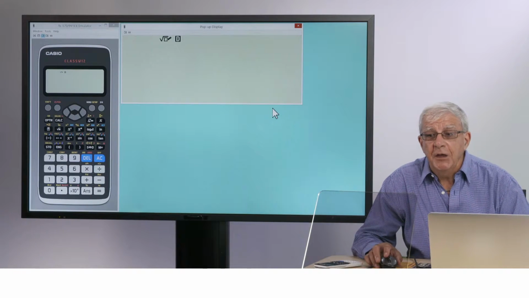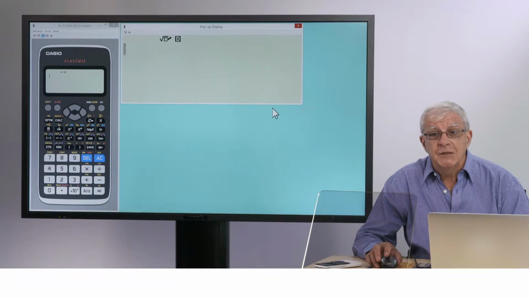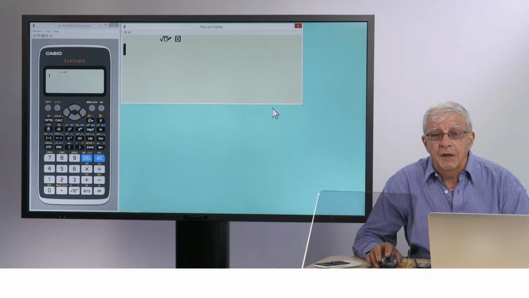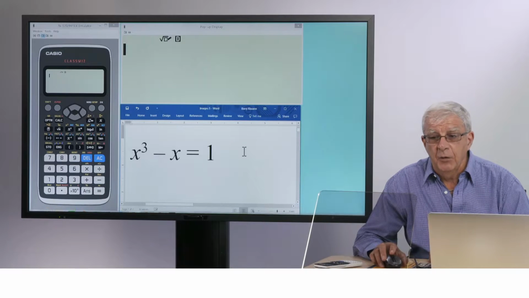Hello, in this video we will examine how students can use ClassWiz to solve equations and support their understanding of equations. There are several ways of using ClassWiz to deal with equations. One way is to use a table of values to get an approximate solution directly. So let's look at an equation like this one.